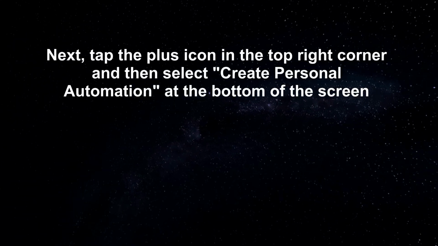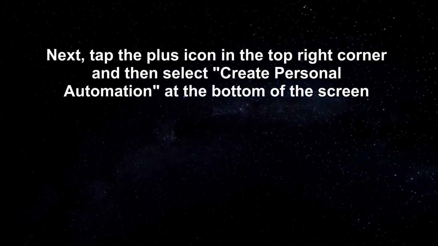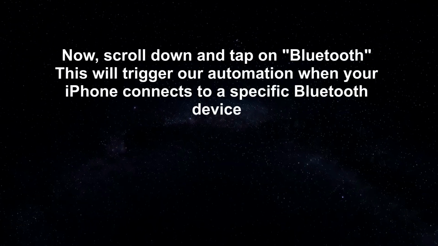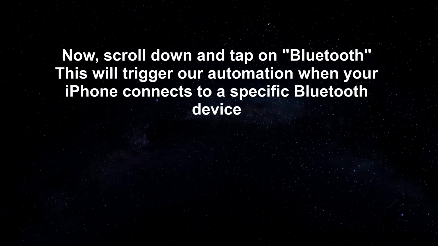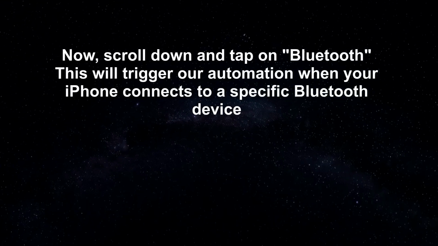Next, tap the plus icon in the top right corner and then select Create Personal Automation at the bottom of the screen. Now scroll down and tap on Bluetooth. This will trigger our automation when your iPhone connects to a specific Bluetooth device.